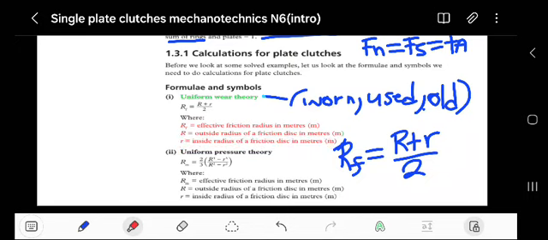This is the formula for uniform wear. When you calculate RF, this formula is very important. This is what we're supposed to know, right? It's very important, this formula.